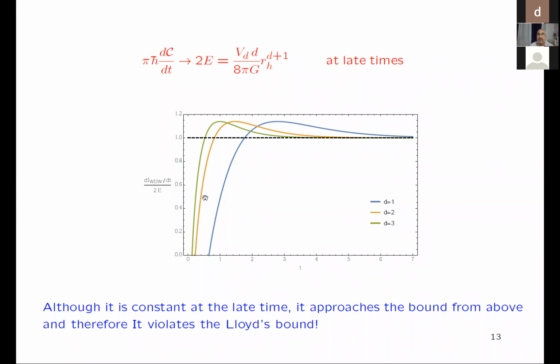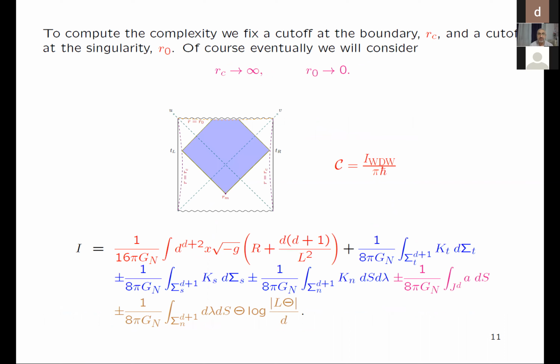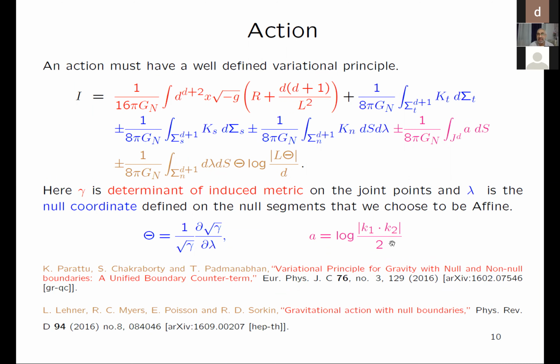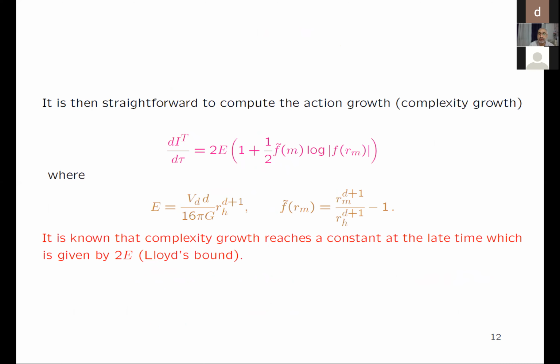Can I have a quick question before you go there? Sure. In the slide before the previous one, there was a term which has a parameter A. What is this JD? JD is the volume of the intersection point, I mean this point and this point. So these are the special terms which you need if you have corners. Yes, exactly. I didn't write the expression of A there, which is the logarithm of k1 and k2, where k1 and k2 are the null vectors corresponding to these boundaries. Okay, thank you.